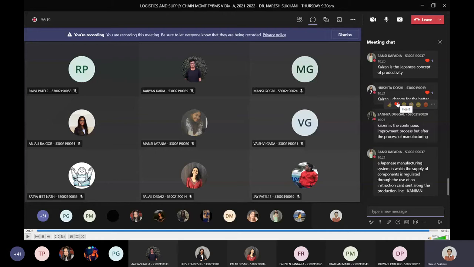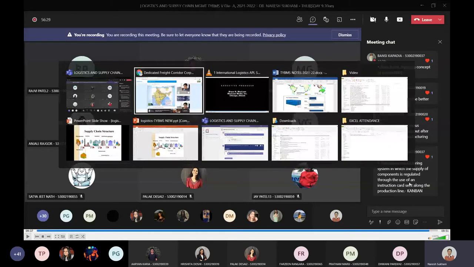I hope it is clear. Okay, if you need any explanation, let me know. All right. So this is the dedicated freight corridor which we have spoken about as of now. I'm going to close the screen. We do not require it.